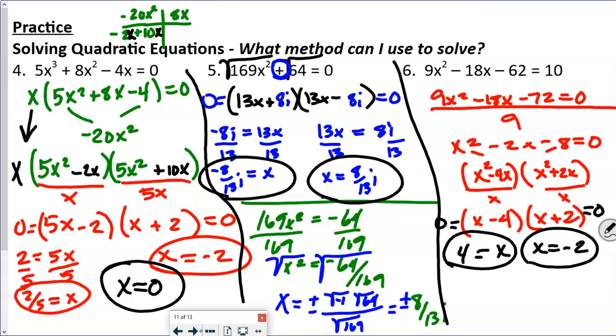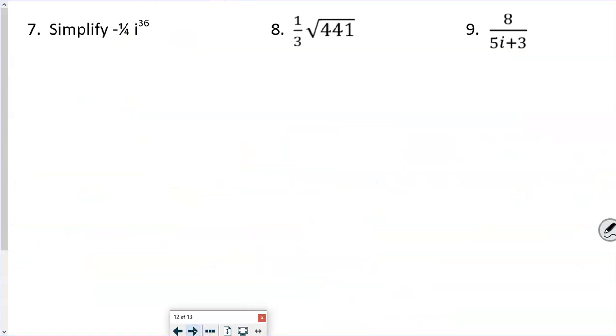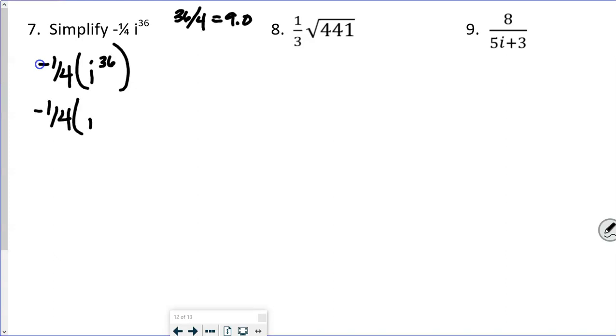All right, so the last 3, maybe. We're going to simplify this one. So we're going to do negative 1/4 i to the 36. So we got to find out what i to the 36 is. So we're going to divide 36 by 4. That's 9, remainder 0, right? So we're going to do negative 1/4 times i to the 0. What's i to the 0, y'all? Yes, negative 1/4 times 1. So this is negative 1/4. Okay, so I need you guys to do this substitution, so that you're not going to get this problem wrong.